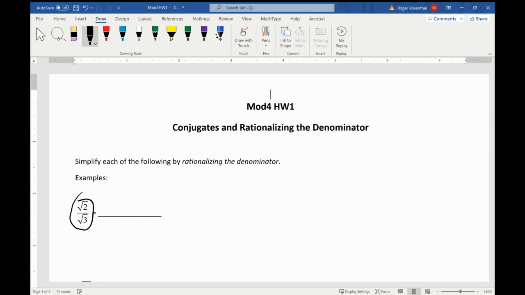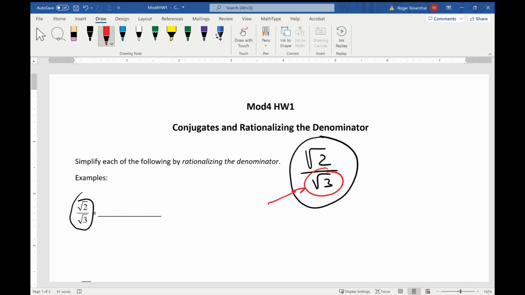Take a look at this expression, square root of 2 over square root of 3. There's a rule that says if you're doing a problem and your final answer has a radical in the denominator, you're not allowed to leave it that way. You have to do something so there's no longer a radical in the denominator. The trick is you take whatever the denominator is and you multiply that both in the bottom and in the top. So that's the trick.